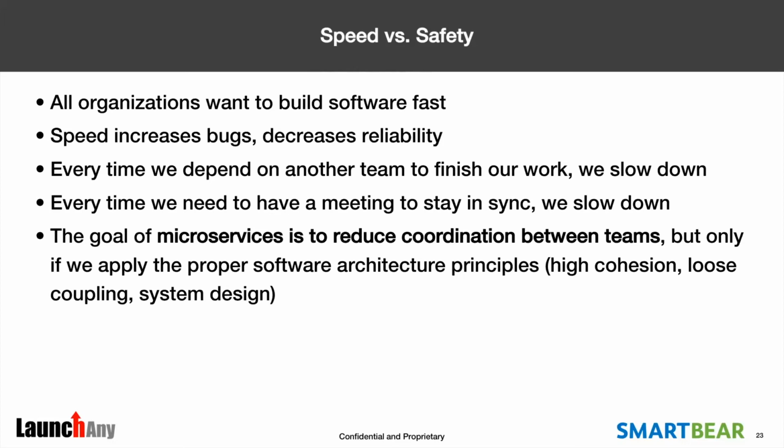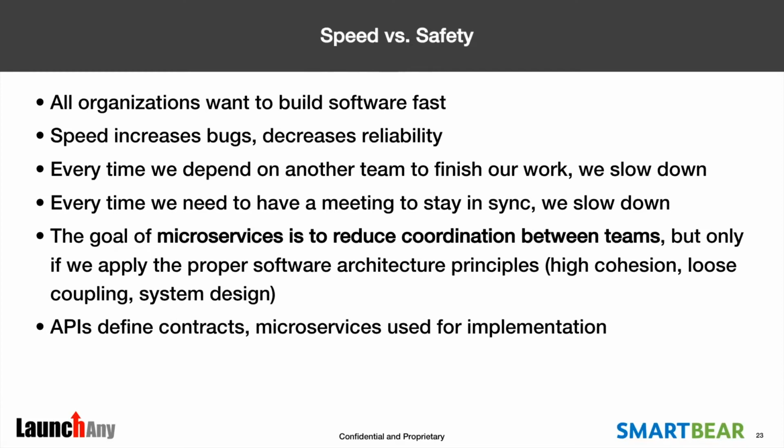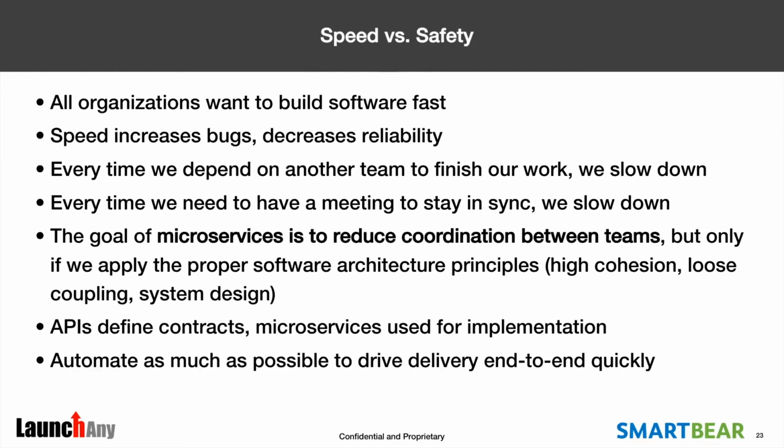Now, this is only true if we apply our proper software architectural principles. So oftentimes when we conduct microservice training, we review concepts such as high cohesion, loose coupling, and system design to make sure people understand how to find those boundaries between their modules and those remote boundaries between remote services. And again, just to reiterate, our public APIs define our contracts for our internal developers, partners, and maybe public developers as well if we have some. And then our microservices are an implementation detail.